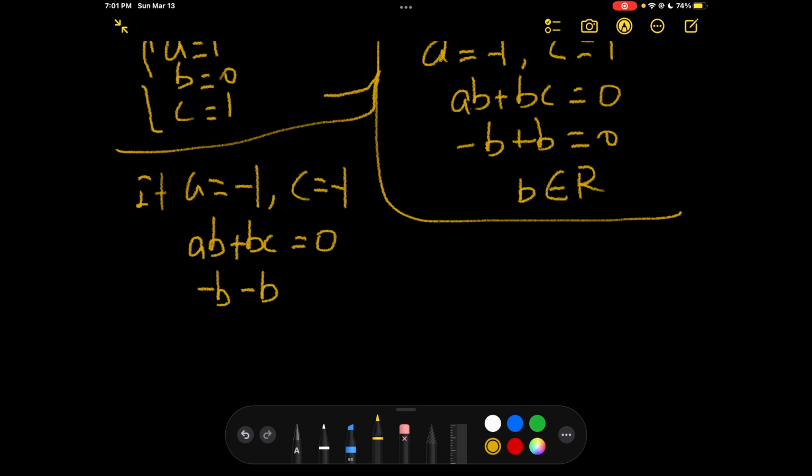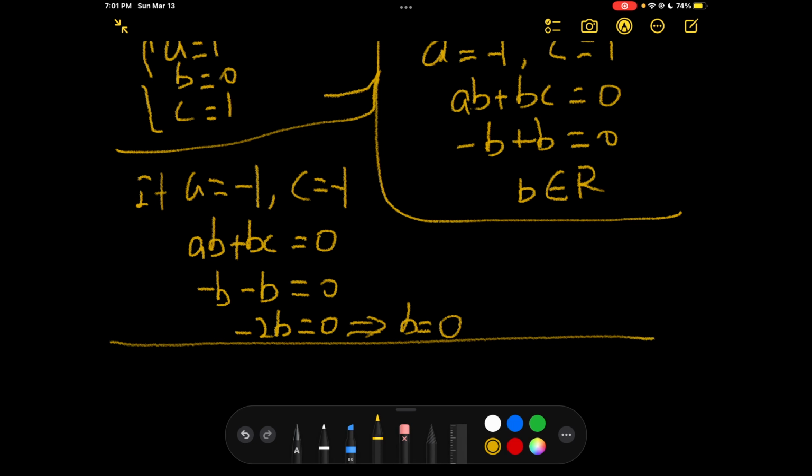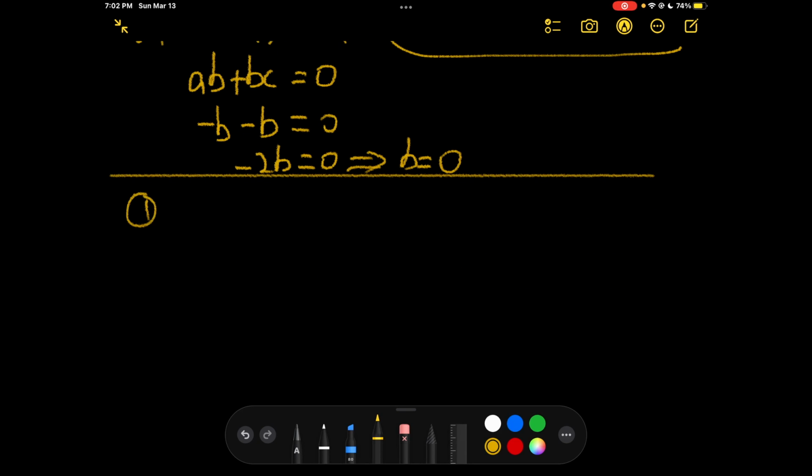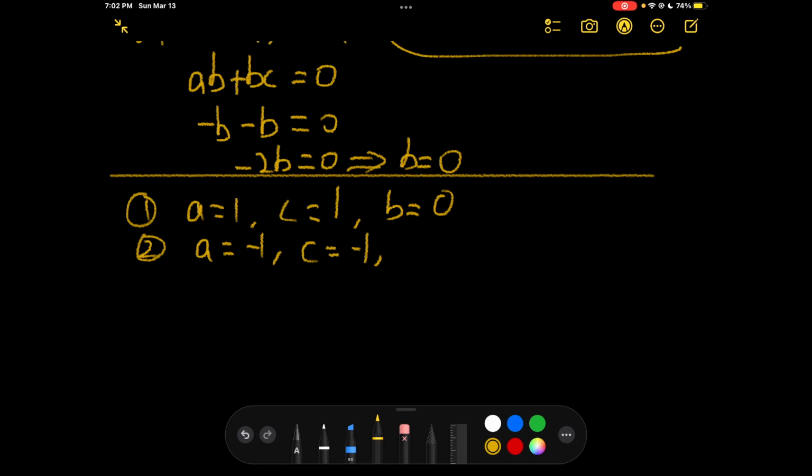So that will be -b minus b equals 0, -2b equals 0, which means b has to be 0 in this case. So in conclusion, we have 4 cases. When a equals 1 and c equals 1, b has to be 0. And also, the second case is a equals -1, c equals -1, and b has to be 0 as well.